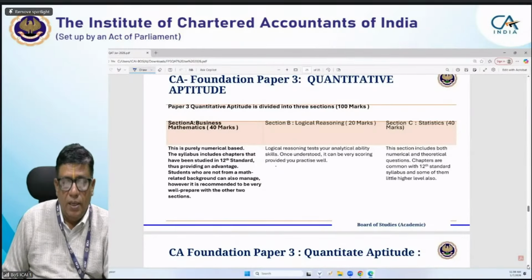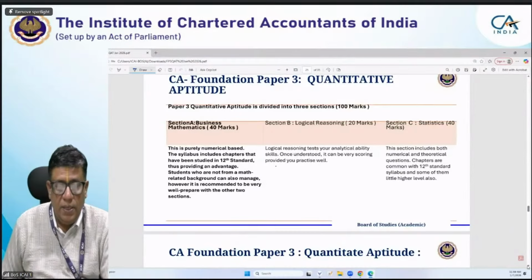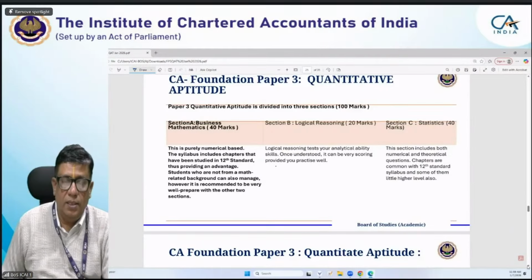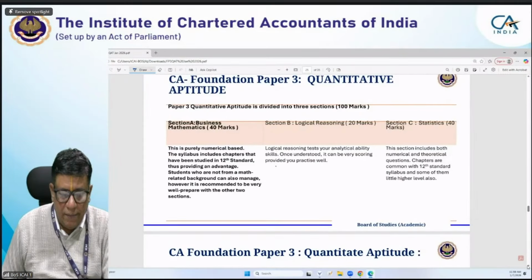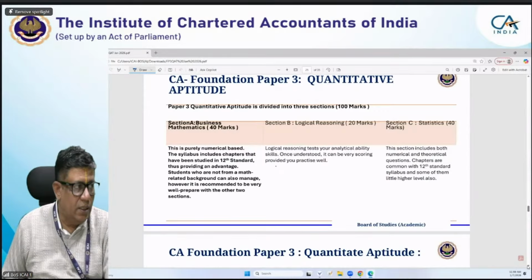And logical reasoning, analytical ability skills. Once you understand logical reasoning, it can be very scoring, provided you practice well. Once you practice well, you will be able to understand this too. Section C is also mostly covered, except the last chapter, normal distribution. The rest of the syllabus is also part of the 12th statistics portion.